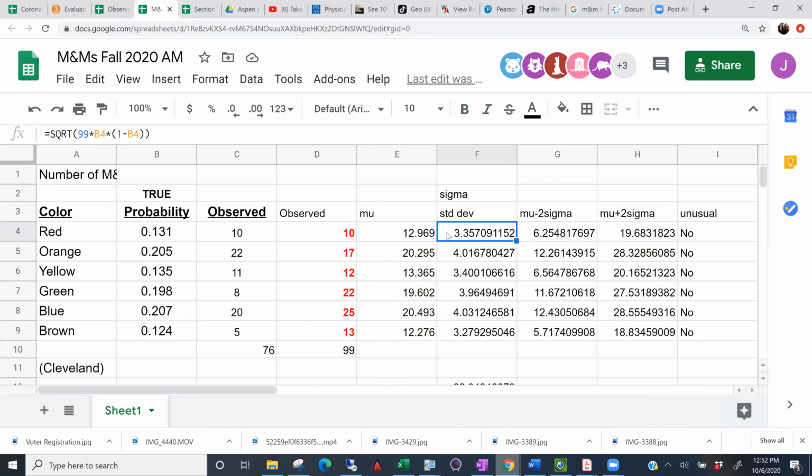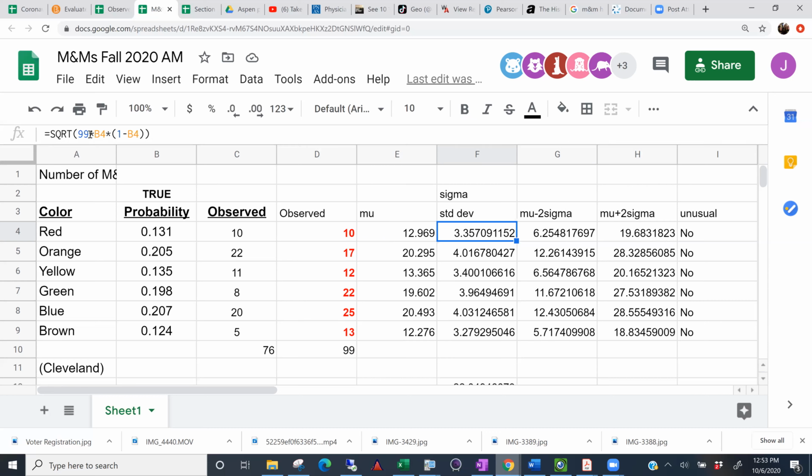Sure. So for the standard deviation, let me see if I can find my sheet here. Where is it? I'm not finding it at the moment. Here we go. No, that's not it either.